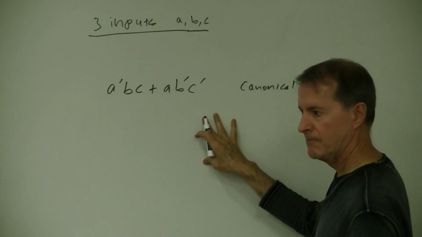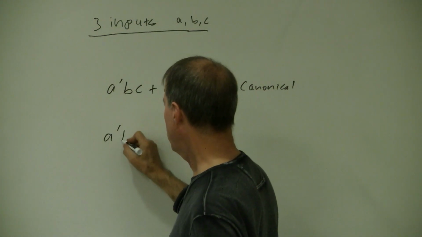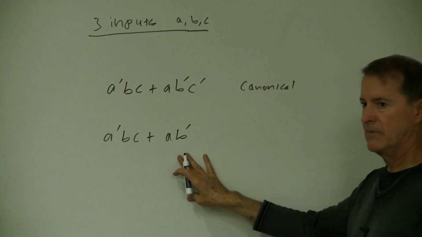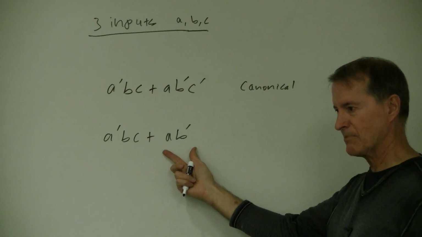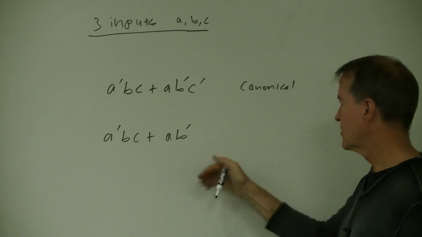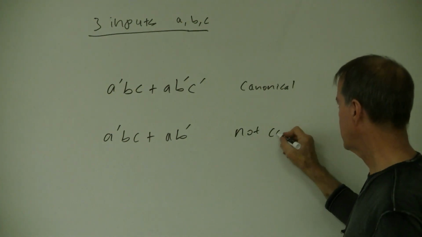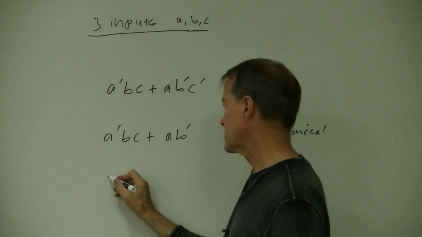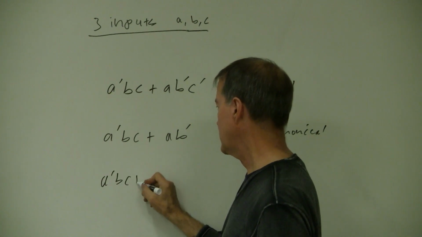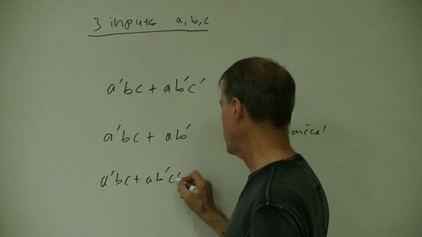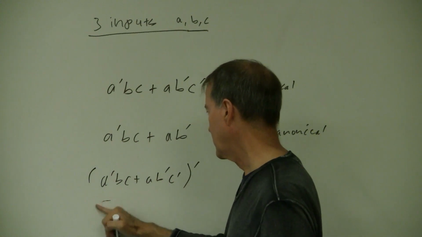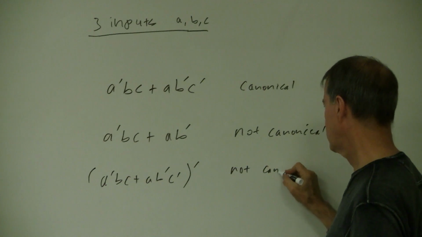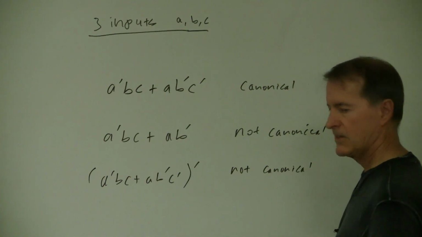Is everybody with me? How about A prime, B, C, or A, B prime? Is this canonical? No, because this is not a minterm. Is everybody with me on that? So this is not canonical. And how about this? A prime, B, C, or A, B prime, C prime, the whole thing prime. You know this one now, right? Not canonical. Is everybody clear on that?